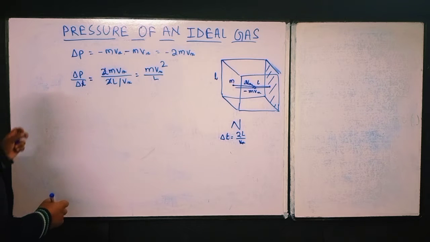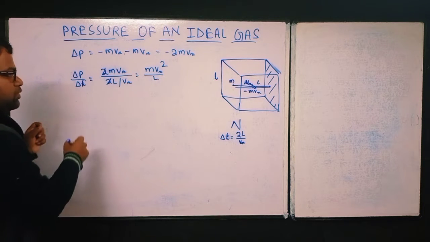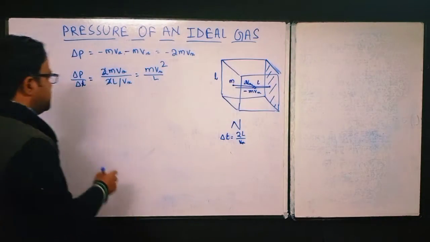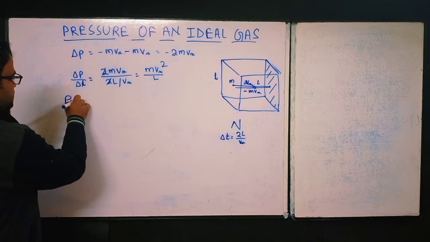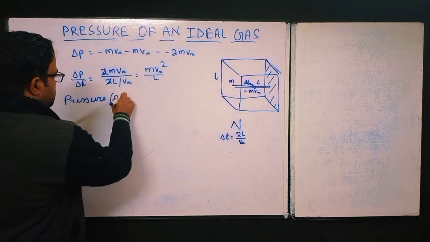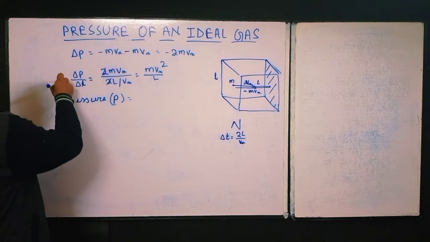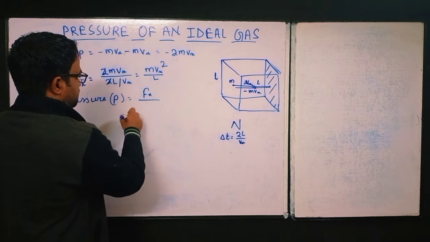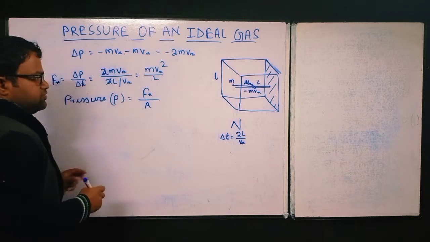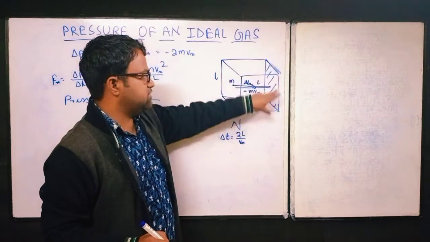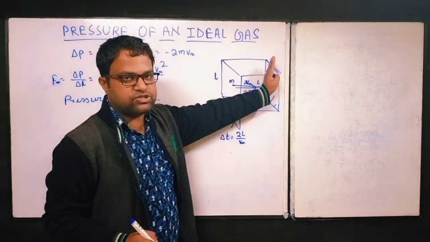Now here we'll calculate the pressure on the wall. We are interested in calculating pressure. So pressure on the wall, P, is equal to force, the force in the x direction, divided by area. The area is L square, because this is a cube, so one side will have area L square.